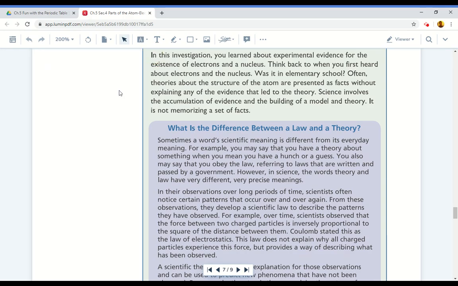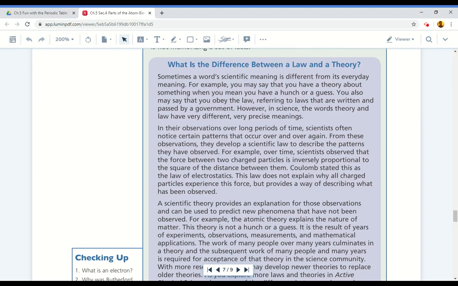In this investigation, you learned about experimental evidence for the existence of electrons and a nucleus. Think back to when you first heard about electrons and the nucleus. Was it in elementary school? Often, theories about the structures of an atom are presented as facts without explaining any of the evidence that led to the theory. Science involves the accumulation of evidence and the building of a model and theory. It is not memorizing a set of facts.